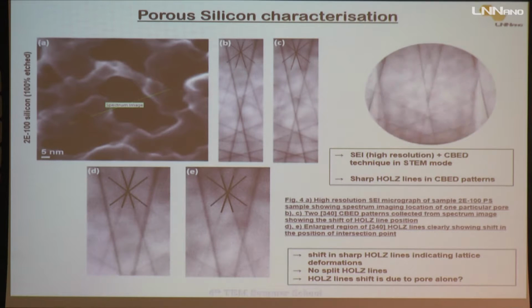If you carefully look here, we see some kind of distortion, movement of the HOLZ line positions. But in case you can't see that, no worries. Here, sorry, this is a zoomed version. You can see these are two random patterns that were acquired from this series. And here the lines are above, and here the lines are below. So there is a kind of movement or shift in the HOLZ line positions. This indicates that in the 100% etched sample, there are some kind of lattice distortions.